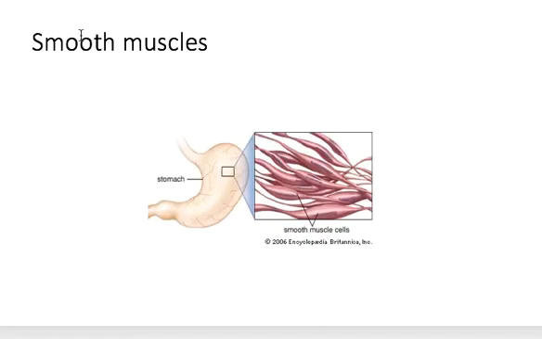So in terms of smooth muscle, there are layers of smooth muscle in the cell wall of various organs. The stomach is an example, as we can see in this picture right here. And the contractile function of smooth muscle is actually not under voluntary control. It is actually involuntary.